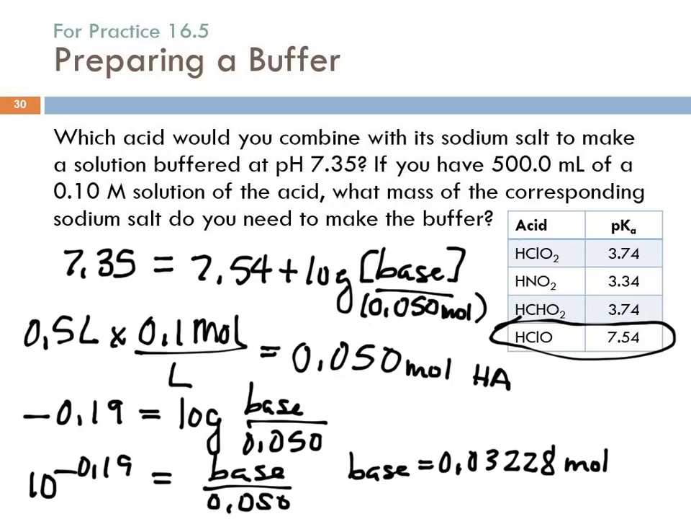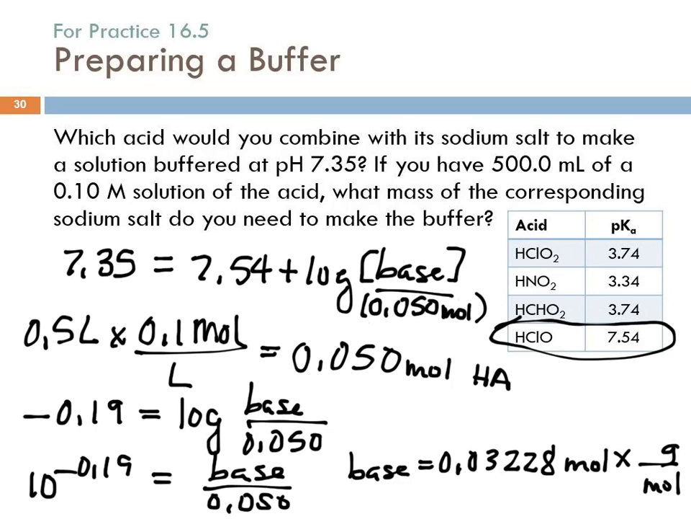How do we find the mass of the corresponding sodium salt? It's not per liter because I used moles here. I was actually thinking ahead. You could plug the 0.1 moles per liter in, then you'd get the concentration, and you'd have to convert it to moles. But I kind of did that ahead of time. I'm not going to completely finish this one out. So the sodium salt would be NaClO, and you'd have to find the molar mass, and then you multiply by grams per mole, and you get the mass that way.